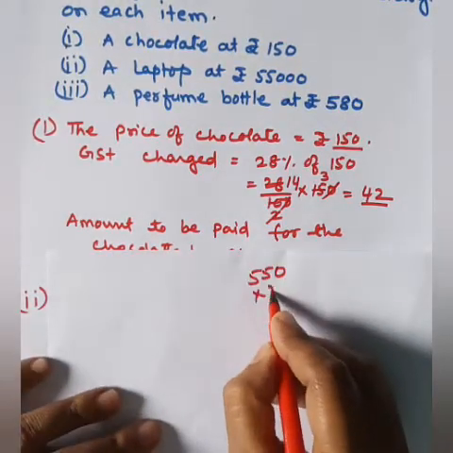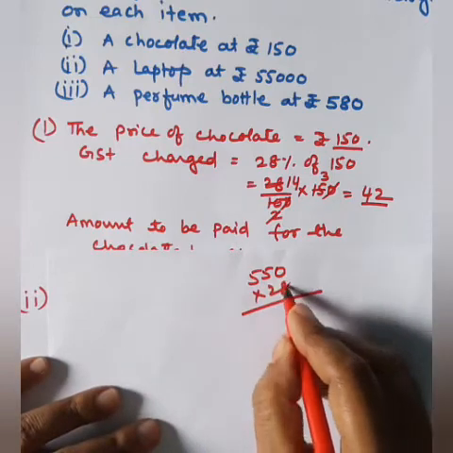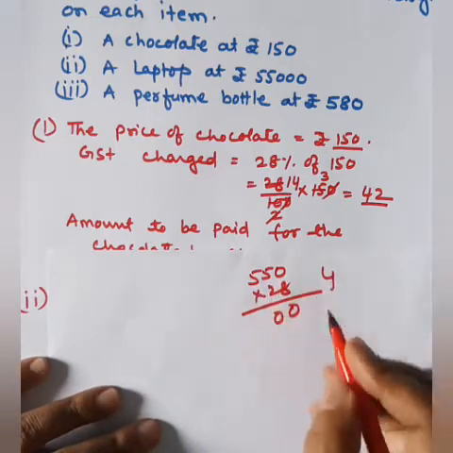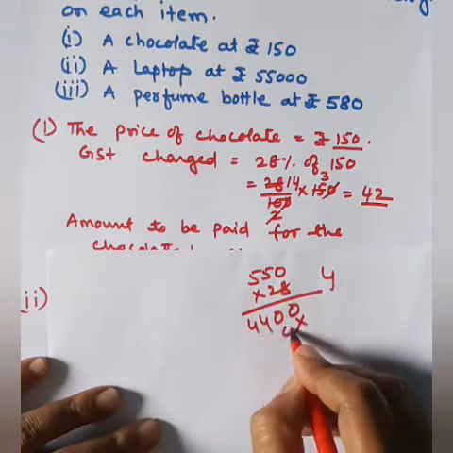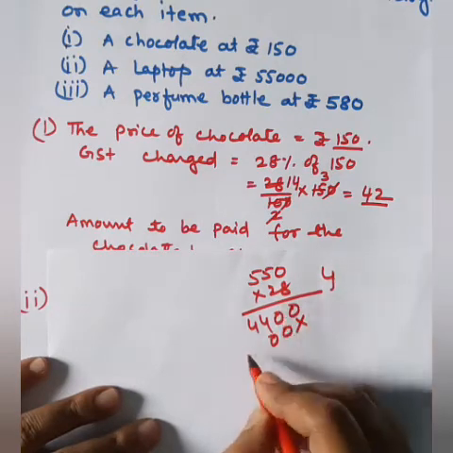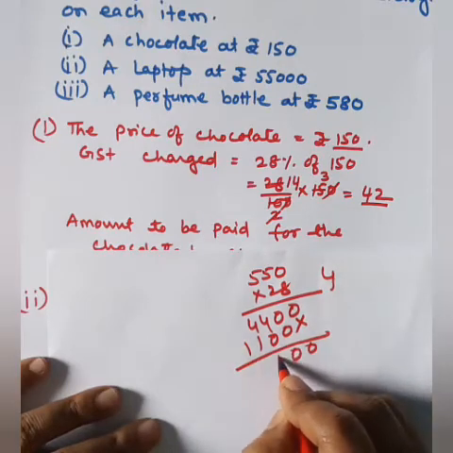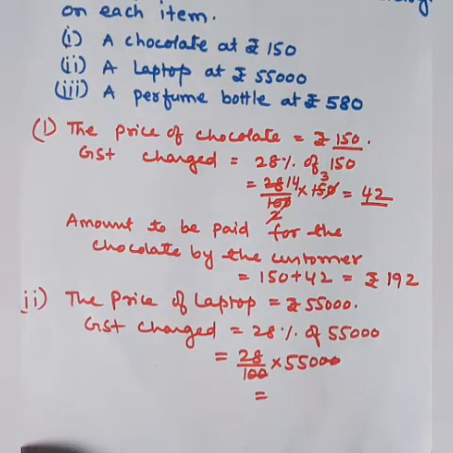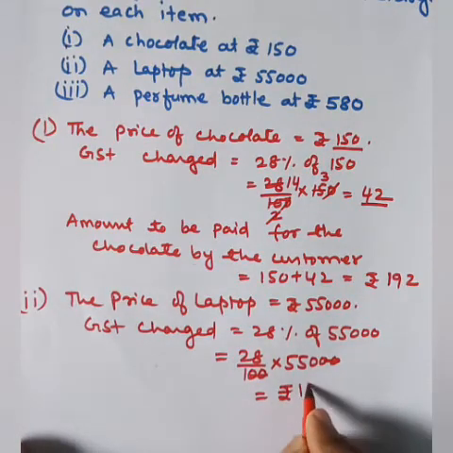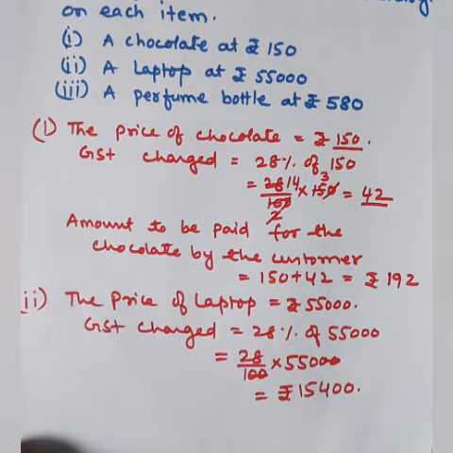550 into 28. 8 zeros are 0, 8 5s are 40, 4; 8 5s are 40 and 4, 44. Then 2 zeros are 0, 2 5s are 10, 0, 1; 2 5s are 10 and 1, 11. So 0, 0, 4, 5, 1. That is 15400. This is rupees 15400. So what will the customer pay for this laptop?